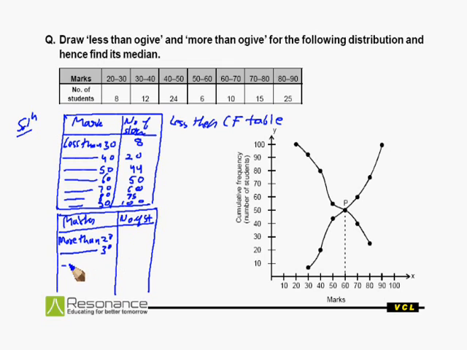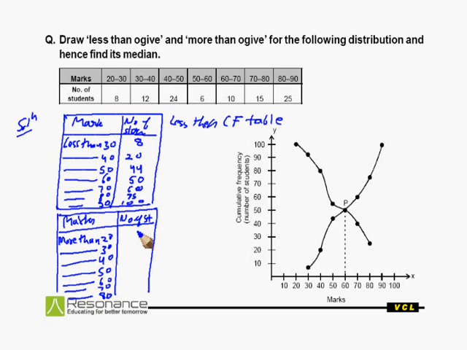In the same way we can write 40, 50, 60, 70, and 80. So in the more than table we have to write down the lower limits of each class.